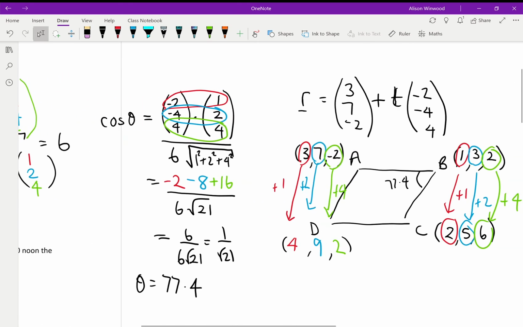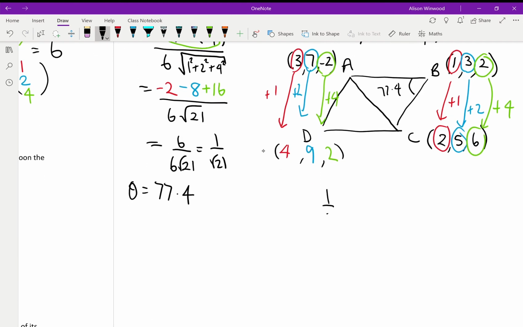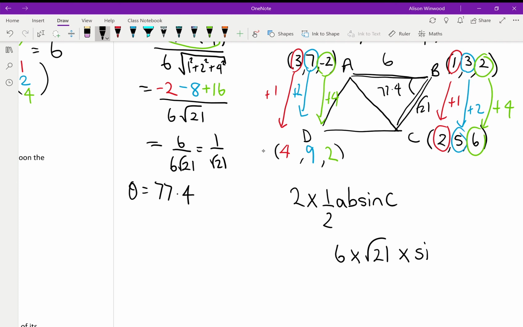And the area of a parallelogram, well, the parallelogram is 2 triangles, and the area of a triangle is a half AB sine C. So I want 2 of those, so 2 times a half is 1. One of the lengths A to B I know is 6. Other length B to C I know is root 21. I'm going to multiply by the sine of the angle between them, which I've worked out before is 77.4. And I get an answer of 26.8.